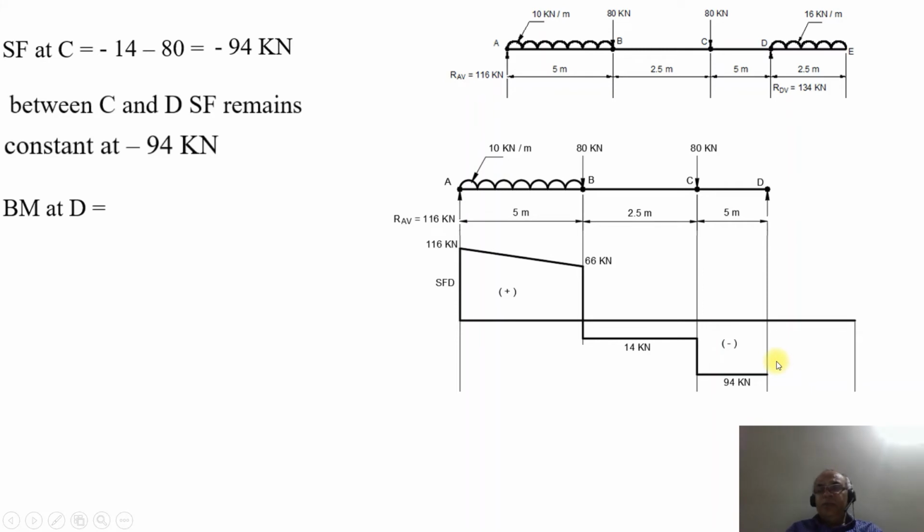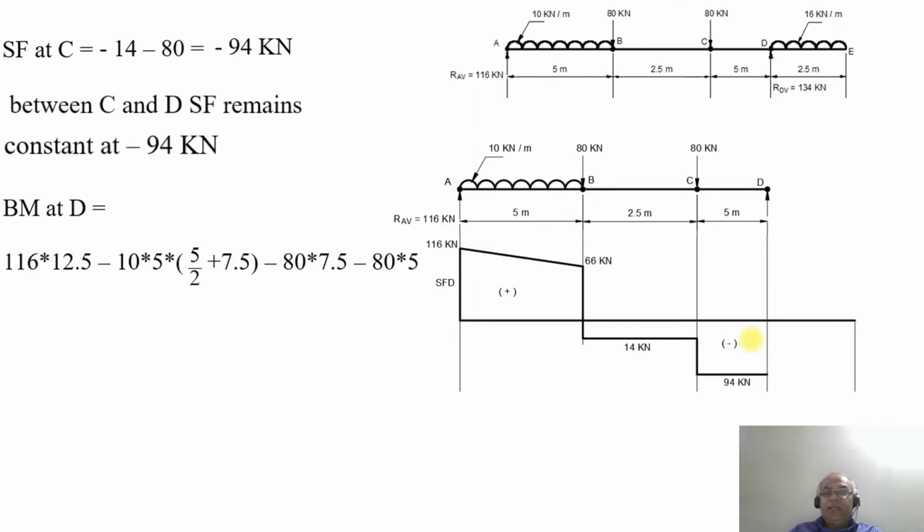So what will be the bending moment at the point D now? Bending moment at the point D will be equal to 116 into 12.5 minus 10 into 5 by 2 plus 7.5 minus 10 into 5 into open the bracket 5 by 2 plus 7.5, minus 80 into 7.5 minus 80 into 5. On simplification, you will get minus 50 kilonewton meter.